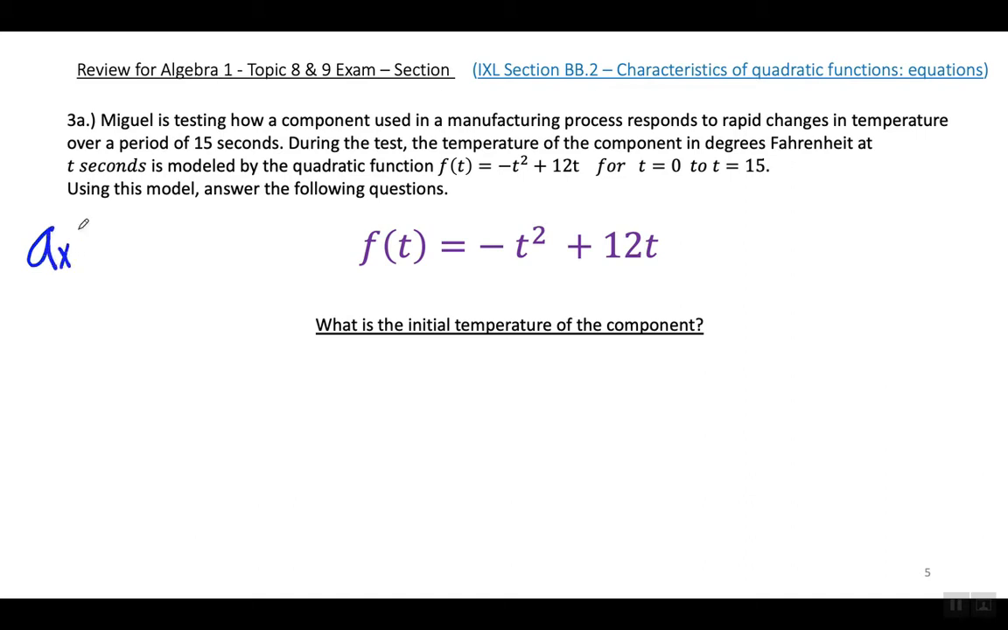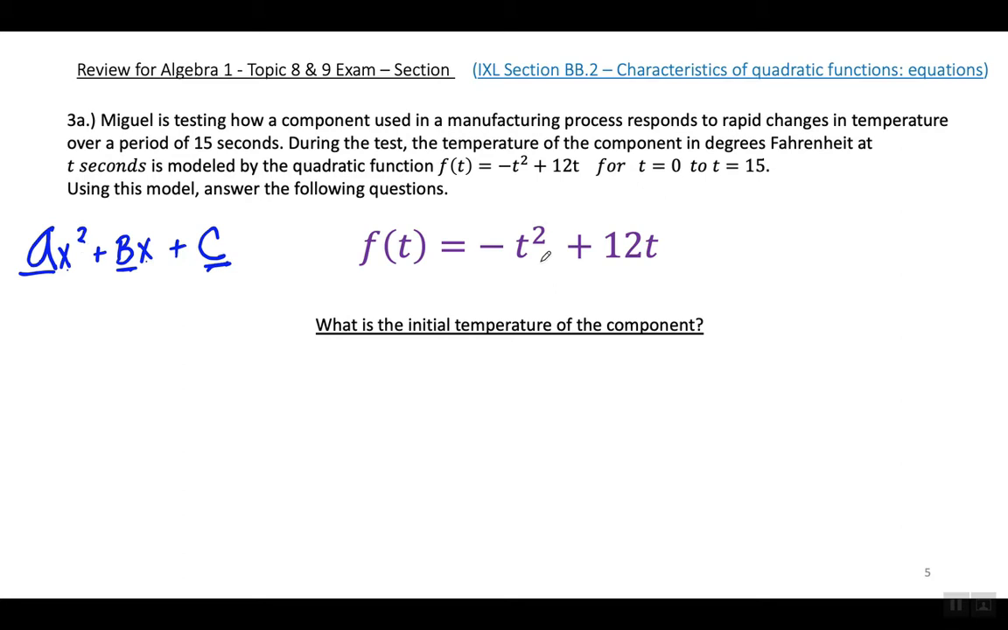I've said that when you have a quadratic function, A, B, and C are numbers. A is the number in front of x to the second power, B is the number in front of x to the first power, and C is a number by itself.